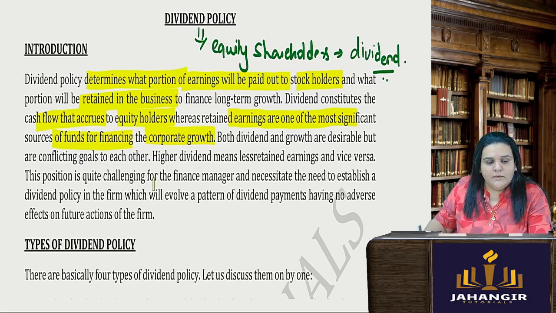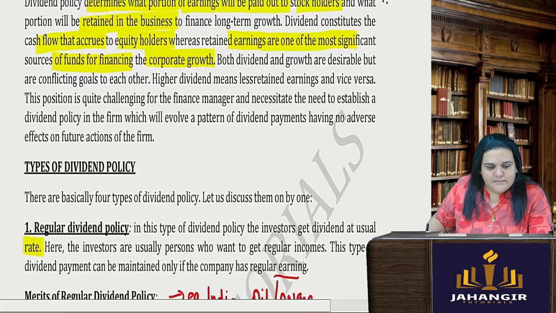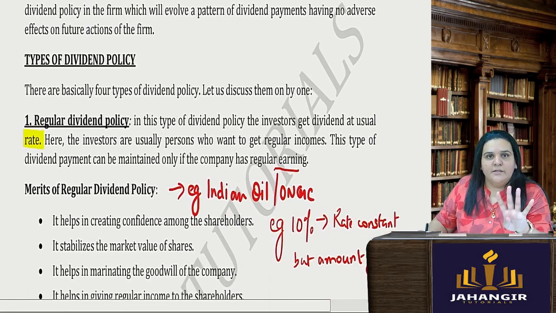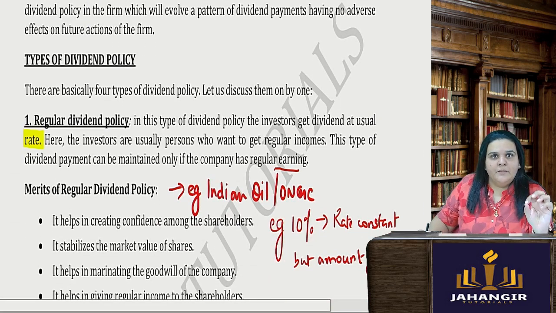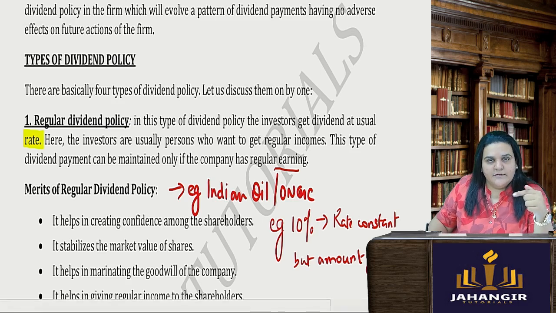Now, types of dividend policy. Basically, there are only 4 types of dividend policy. In that also, there is a bifurcation in 2. Now, the first one is the simple one. There is a regular dividend policy.